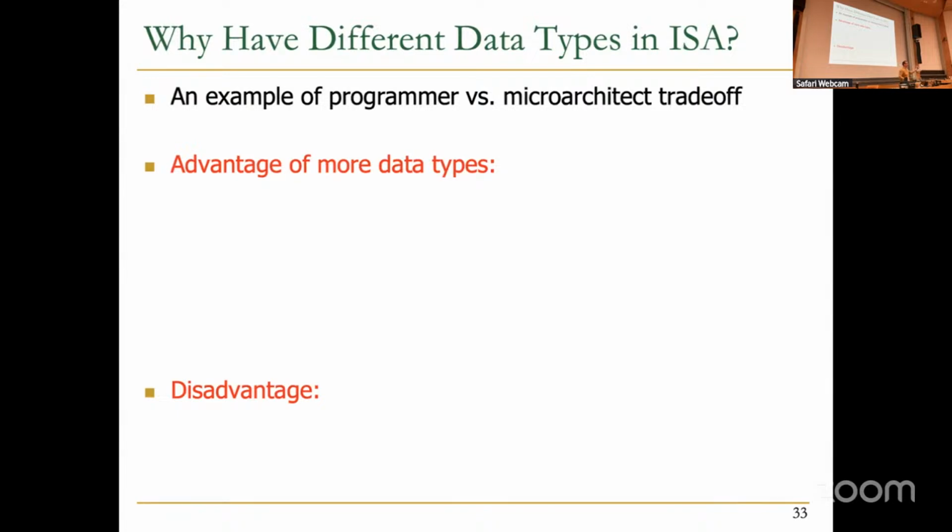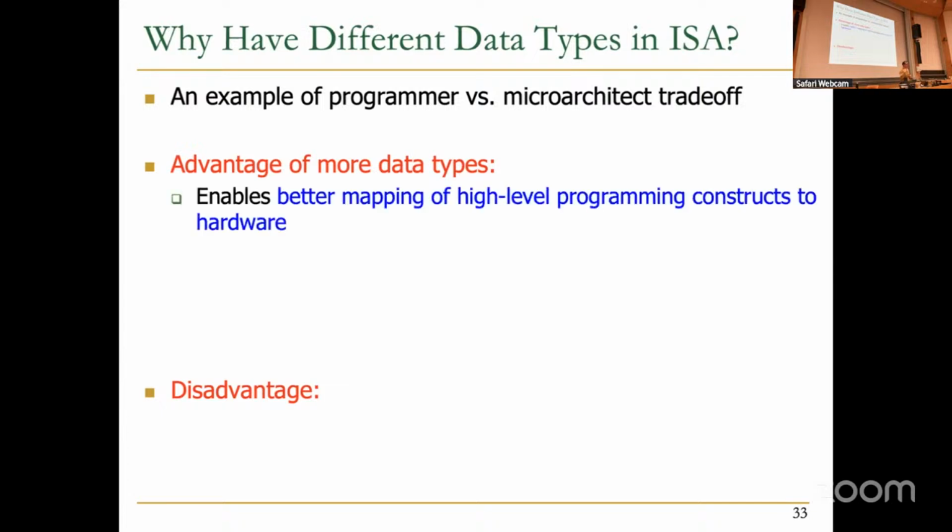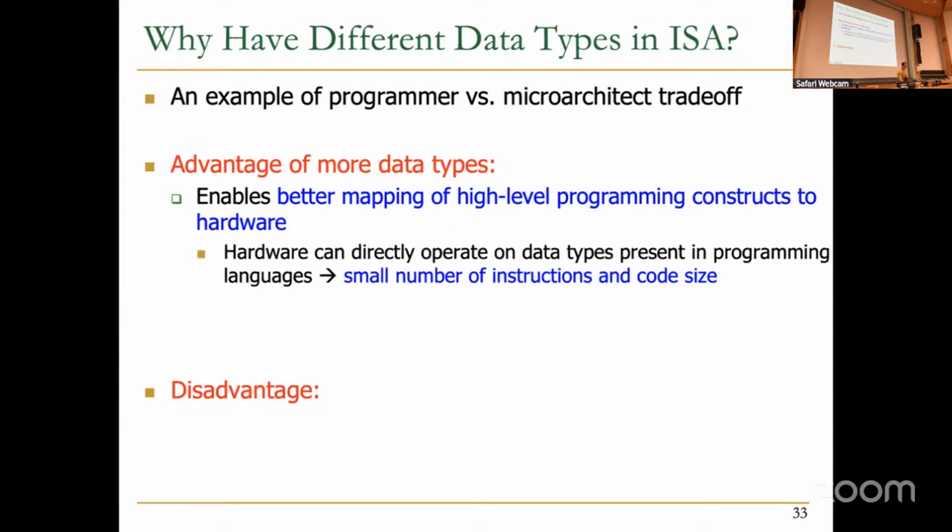If you have more data types, this is good for the programmer in general. If you have fewer data types, this is good for the hardware designer in general. Why? Because if you have more data types, it enables better mapping of high-level programming constructs to the hardware. Hardware can directly operate on data types present in programming languages, for example. This way, you get a small number of instructions and a smaller code size. Your programs in assembly will be compact in machine code, so they can fit small memories, for example, right?